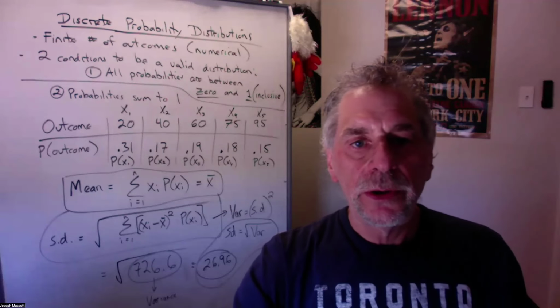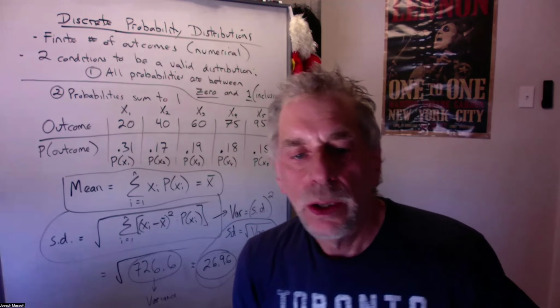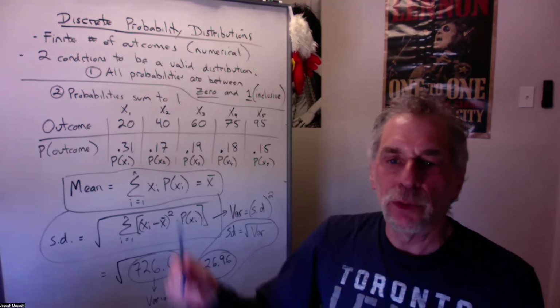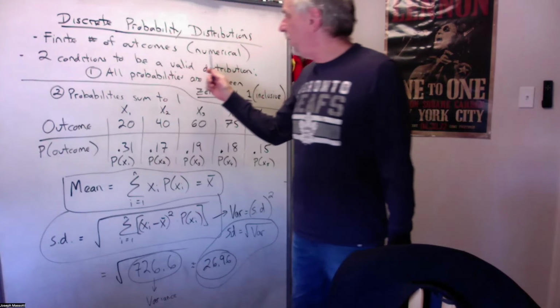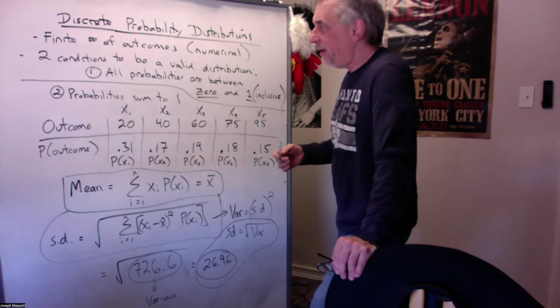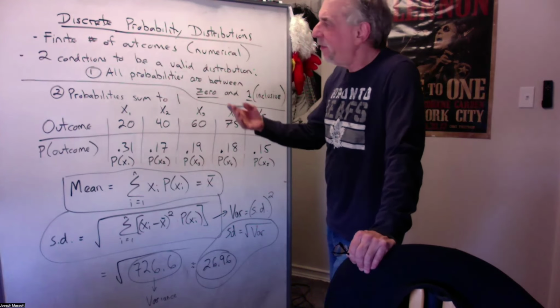All right, short video here, discrete probability distributions. These distributions have a finite number of outcomes, as you can see here. Finite number of outcomes, meaning there's only so many possible outcomes to the event, to the experiment, the probability of the event.